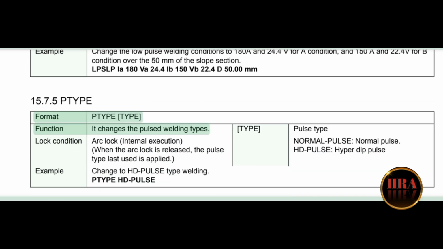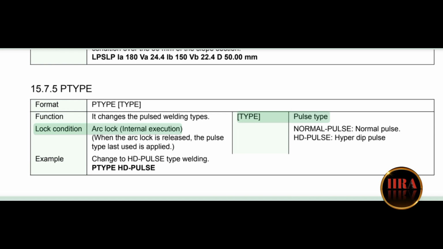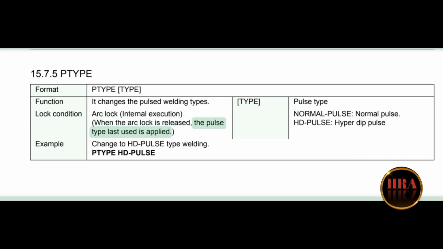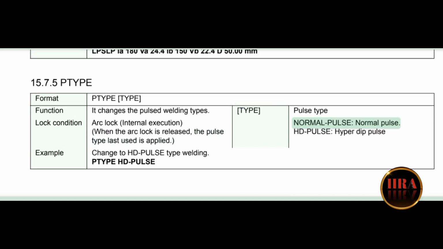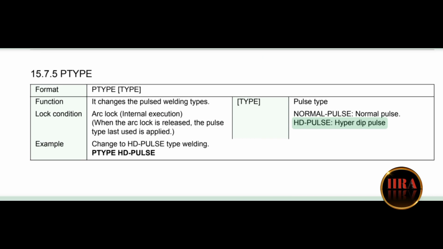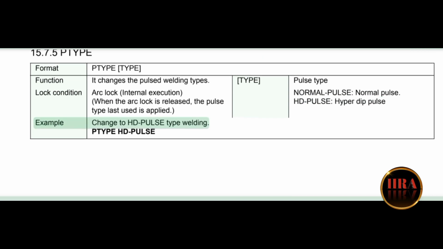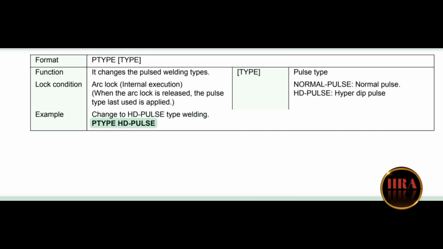Format: PTYPE, type. Function: it changes the pulsed welding types. Type: pulse type. Lock condition: arc lock, internal execution. When the arc lock is released, the pulse type last used is applied. Normal pulse. HD pulse, hyper dip pulse. Example: change to HD pulse type welding. PTYPE HD pulse.